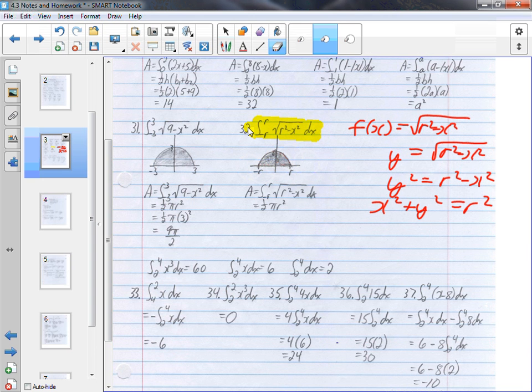And now, to get the area, well, it's a semicircle. So the area of a circle is pi r squared. So the area of a semicircle is 1/2 pi r squared. Done. All right, does that take care of 32? All right, what else?